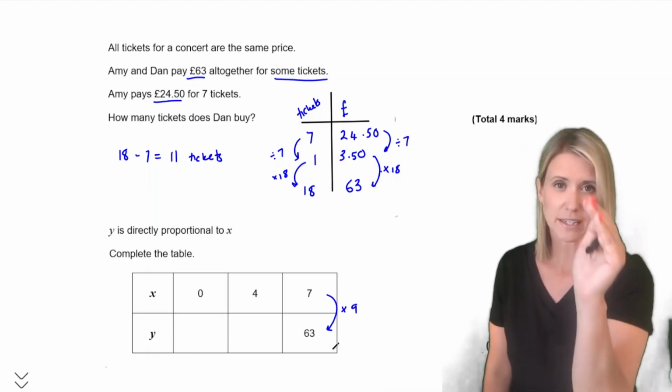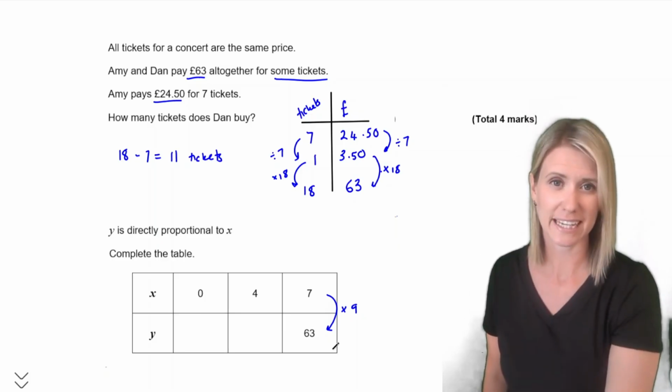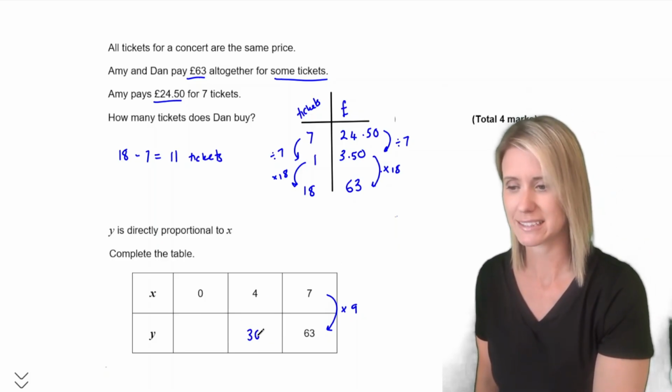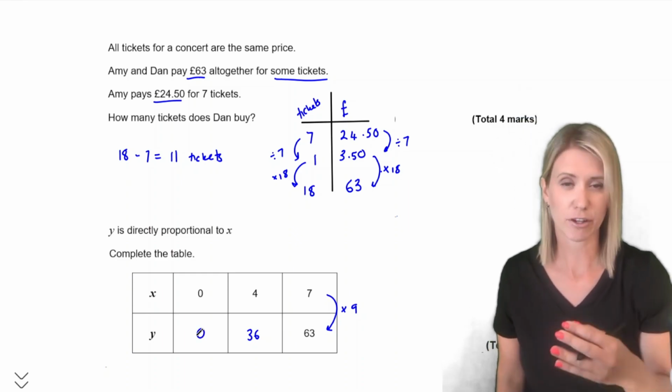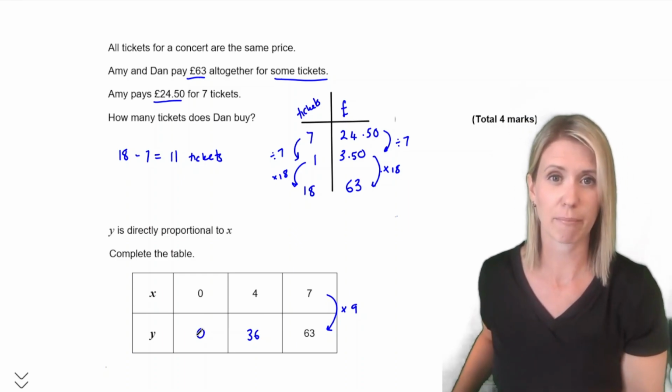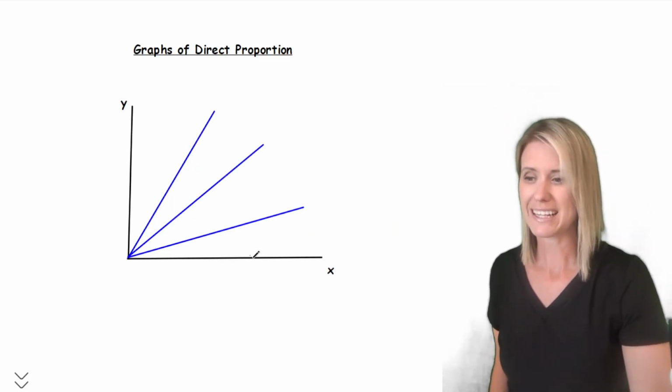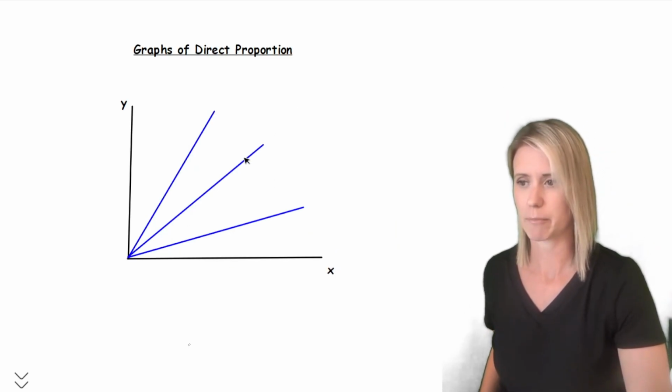So all of these numbers need multiplying by 9 to keep them in the same proportion. 4 multiplied by 9 is 36. And 0 times by 9 is 0. So that's another way of completing a table and looking at direct proportion. Let's finally talk about graphs of direct proportion. So here's 3 separate graphs of direct proportion.